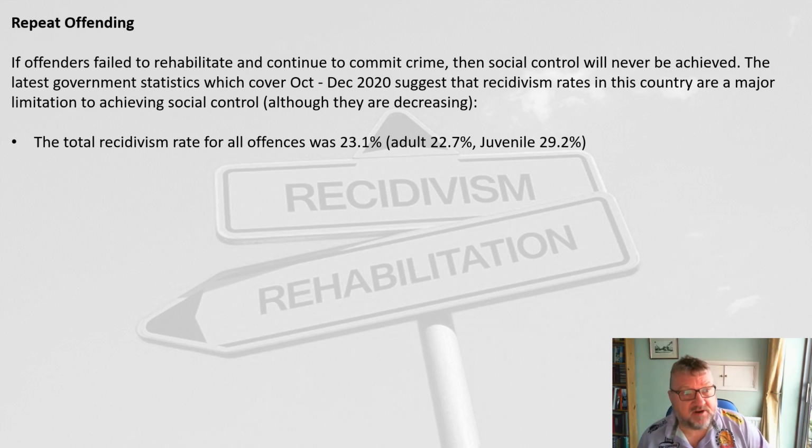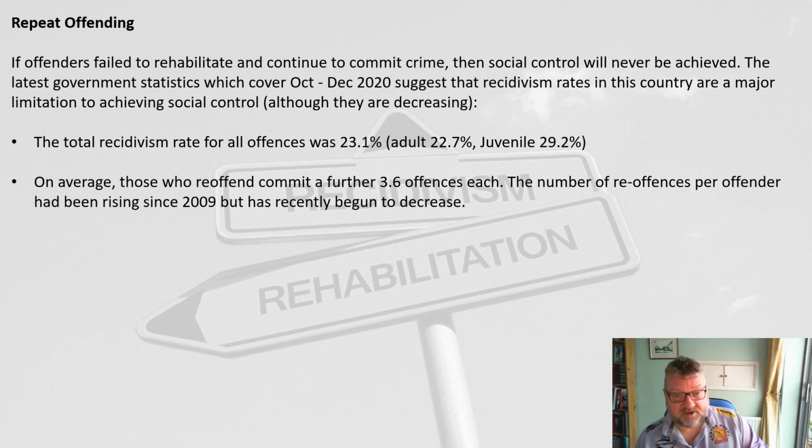The total recidivism rate for all offences between October and December 2020 was 23.1%. Of which 22.7% were adults and 29.2% were juveniles. On average, those who reoffended committed a further 3.6 offences each, and the number of reoffences per offender has been rising since 2009, but has recently started to decrease. So it's been on an upward trajectory. Now it's starting to dip slightly, and that is obviously a good thing.